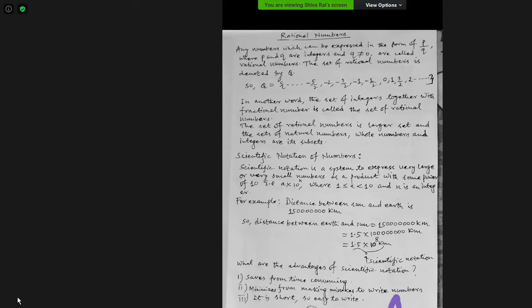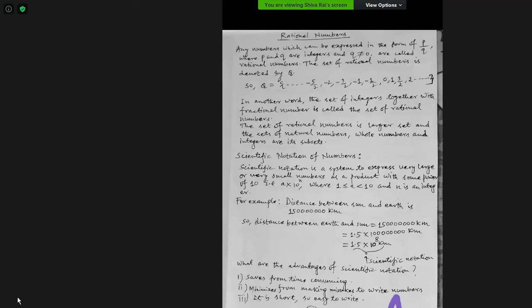Here Q equals, look here, curly bracket dot dot dot, minus 5 by 2, minus 2, minus 3 by 2, minus 1, minus 1 by 2, 0, 1 by 2, 1, 3 by 2, 2, like this, and dot dot dot. Okay, these are the set of rational numbers.